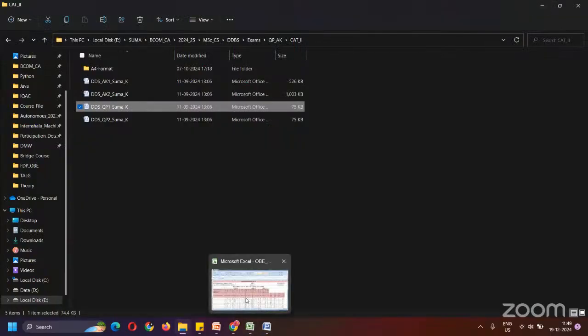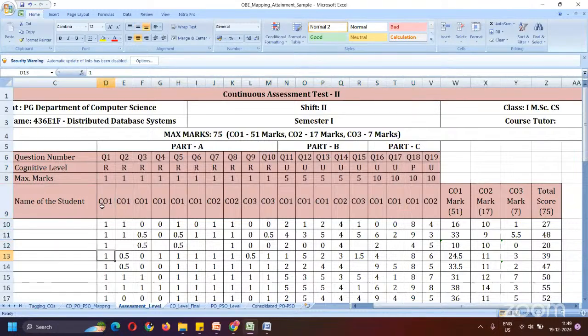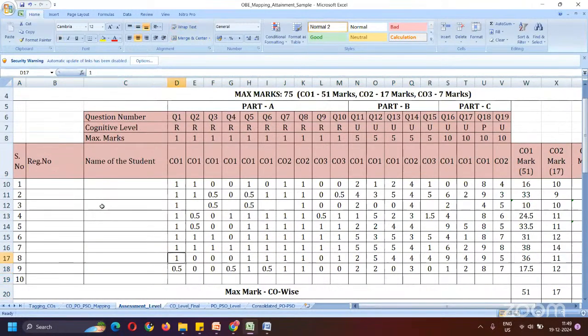Once that is done, after the evaluation of the answer sheets for each individual student, you will be marking the marks of individual questions. This is required if you are going for assessment level attainment. If I take a student X, she has attended the test CAT 2 and attended all the questions. If I take question number 14, out of 5 marks she has scored 4.